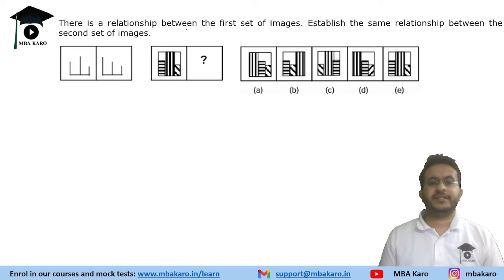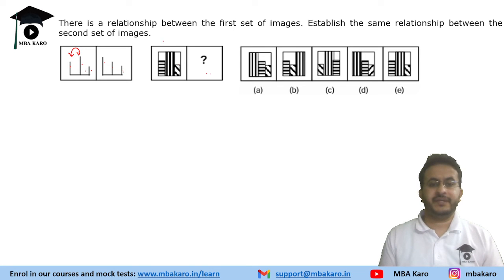Next question, there is a relationship between the first set of images. So it's an analogy based question, and we need to establish the same relation with this image. Now if we see, there are three lines. One is medium length, high length, and low length. But here we have high, medium, low. So basically these two are changing their places, right? So these two elements are switching, and the third element remains as it is.